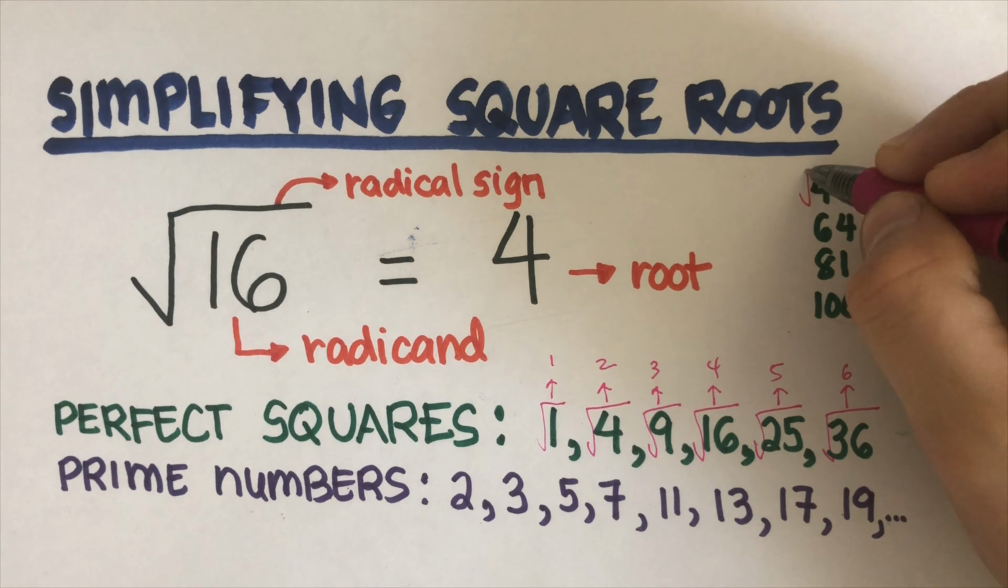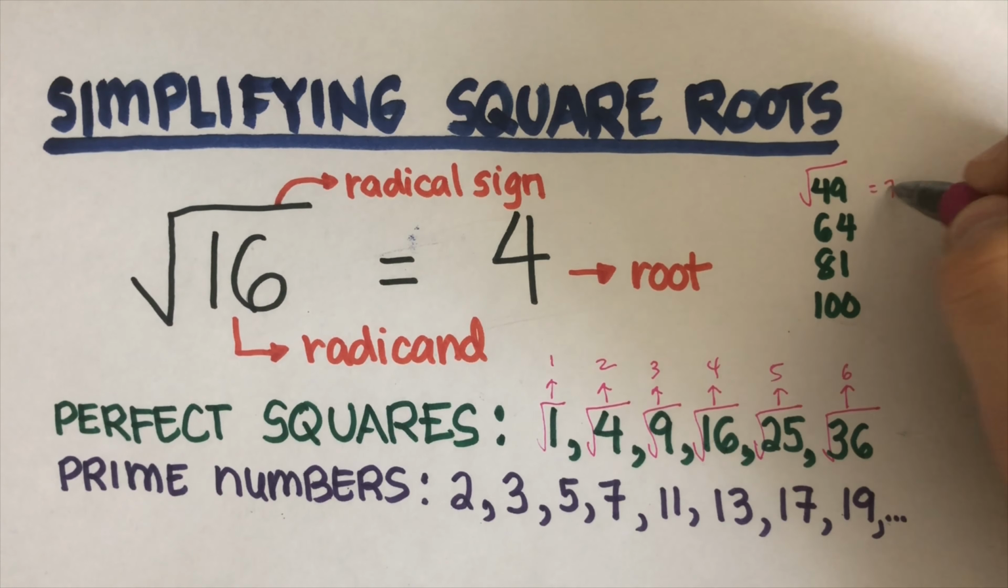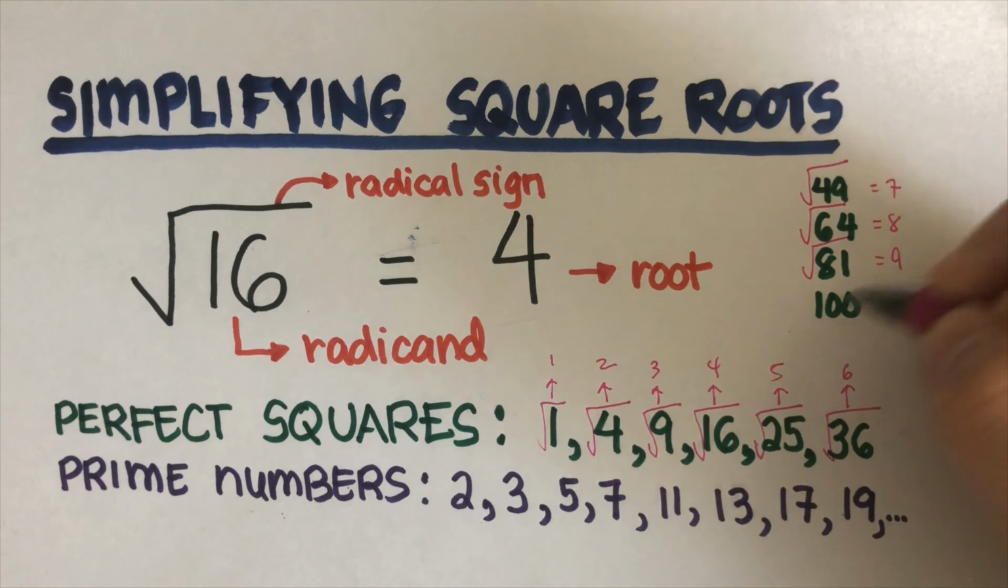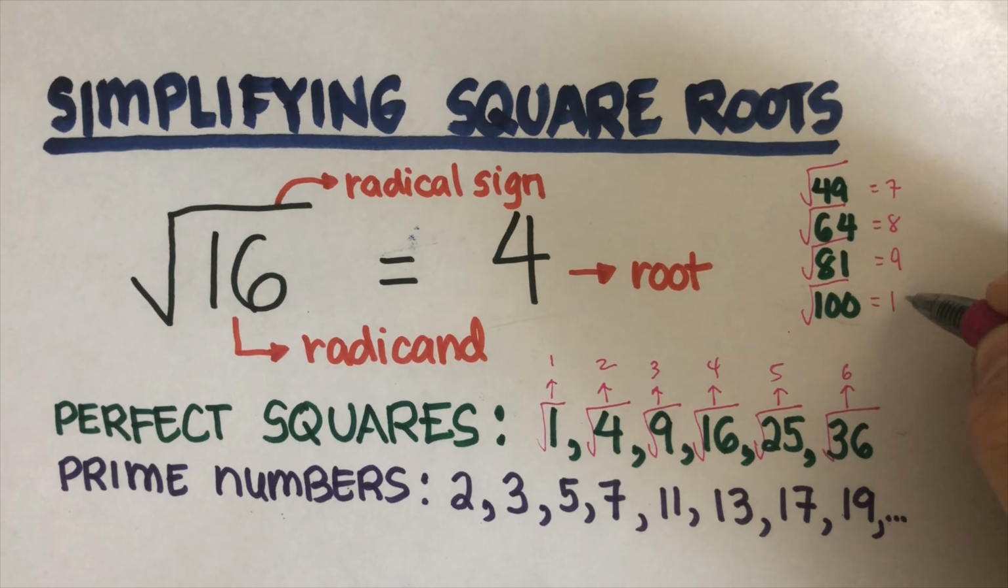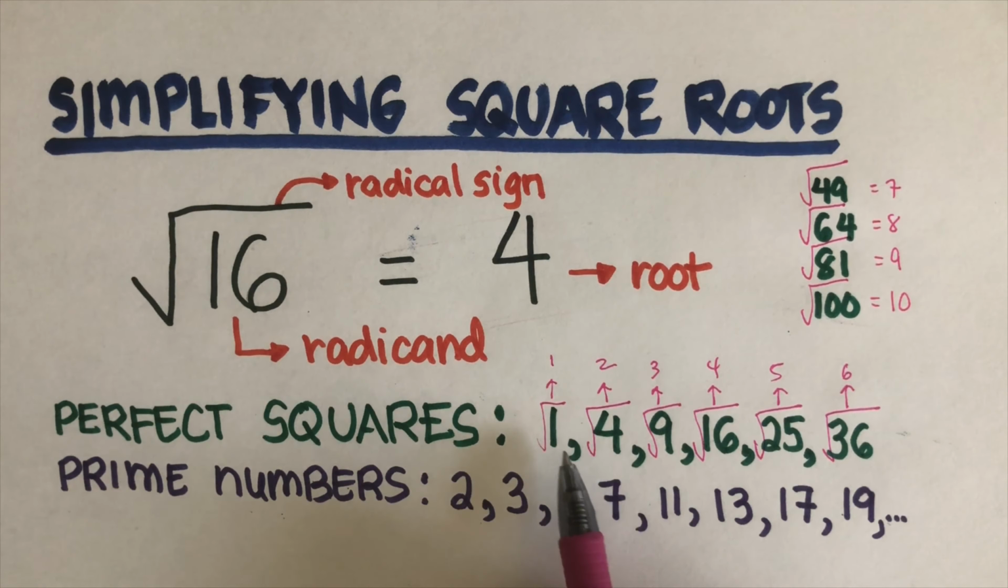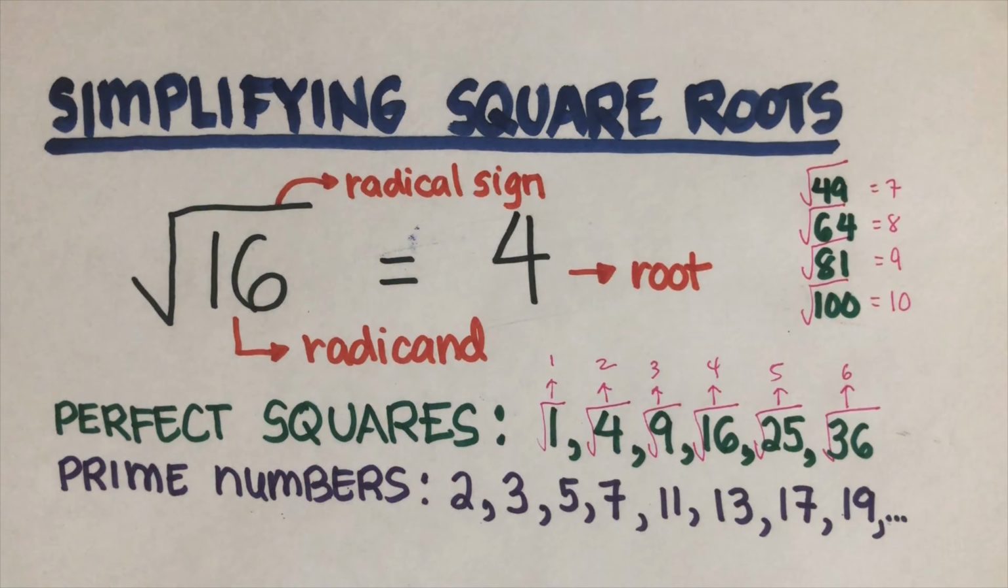The square root of 49 is 7. 64 is 8. 81 is 9. The square root of 100 is 10. So these are called the perfect squares. These numbers in green are perfect squares. We also have another term here, prime numbers. These are numbers whose only factors are 1 and itself. So 2, 3, 5, 7, 11, 13, 17, 19. I'm going back through these terms because we're going to use them to simplify square roots.